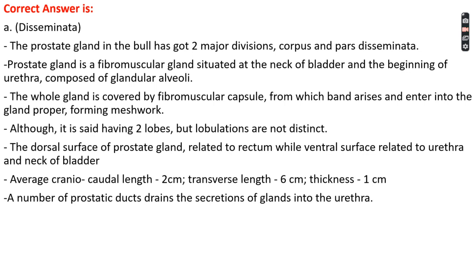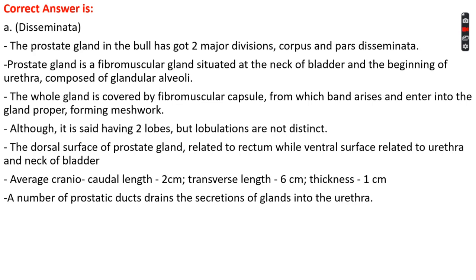Okay. This prostate gland is a fibromuscular gland, which is situated at the neck of the bladder and at the beginning of the urethra. It is mainly composed of glandular alveoli. Okay, and this whole prostate gland is covered by a fibromuscular capsule, from which bands arise, and these bands enter into the gland proper, forming a meshwork.